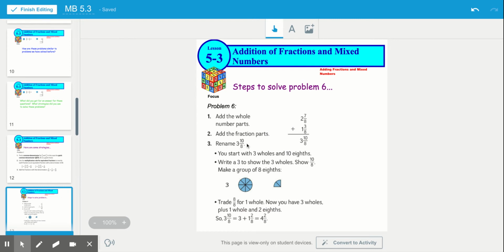So you can rename 3 and 10/8. What you can do is start with the 3 wholes and say that you've got 10/8. Write a 3 to show the 3 wholes and show 10/8. You can make a group of 8/8, and then you have 2 left over. You can trade this 8/8 right here that you can see in the circle for 1 whole. Now you have 3 wholes plus 1 whole and 2/8. Or you can say 3 plus 1 and 2/8 equals 4 and 2/8.